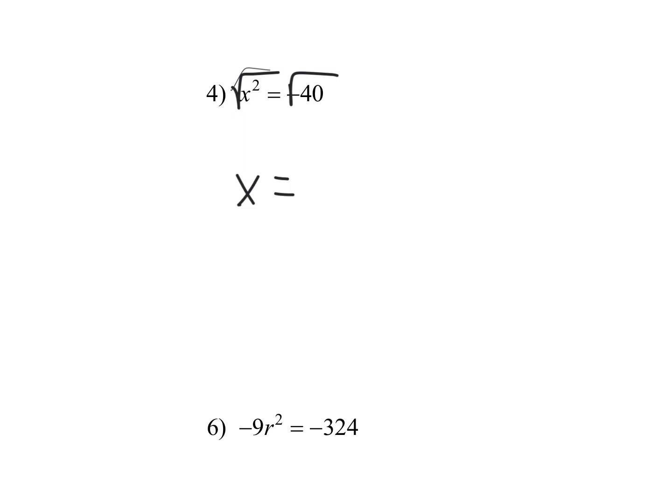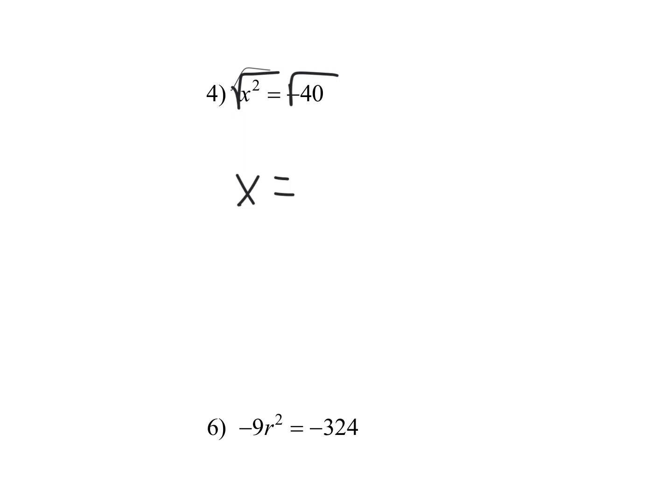What'd you get? 6.324. I mean, what does yours say? Error. It says error, right? Why do you think it's an error? It's negative. Is there any number times itself to get us a negative?